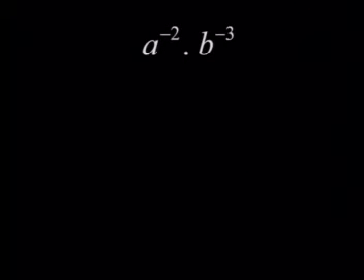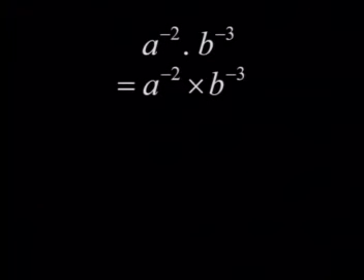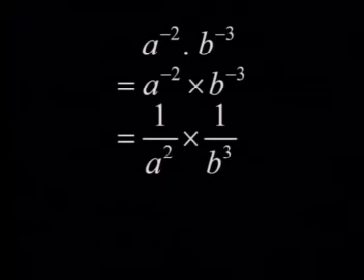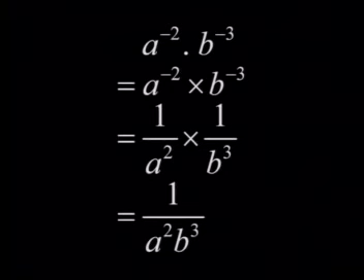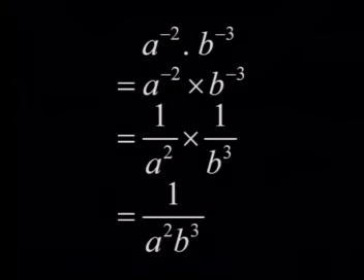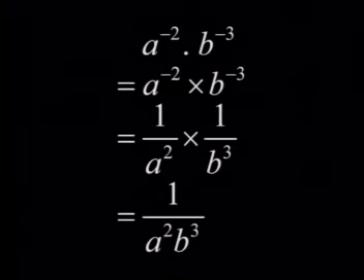You can write this as a to the power minus 2 multiplied by b to the power minus 3, which is the same as 1 over a to the power 2 multiplied by 1 over b to the power 3. And now you can multiply the two factors, which will give you 1 over a to the power 2, b to the power 3. Remember that the bases are different, so we can't add the exponents.